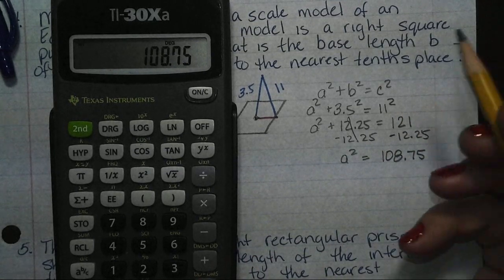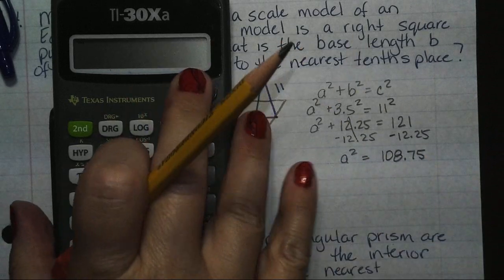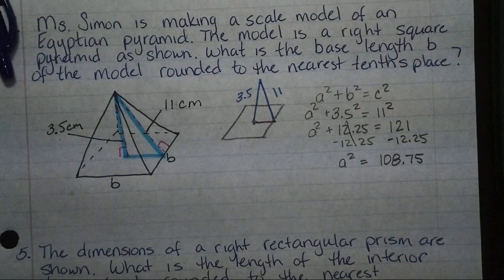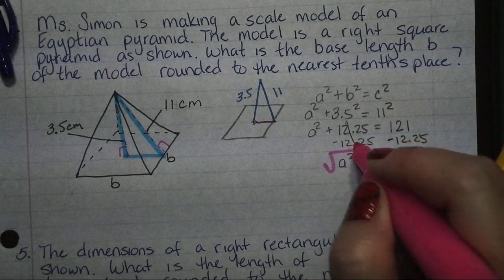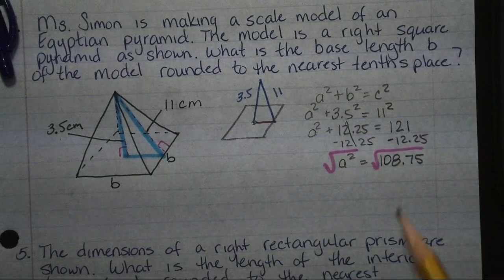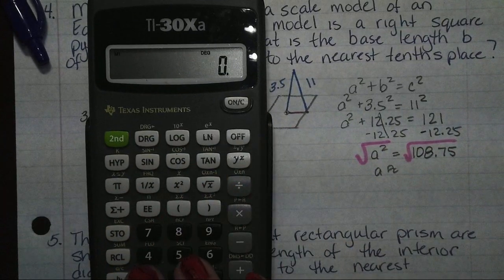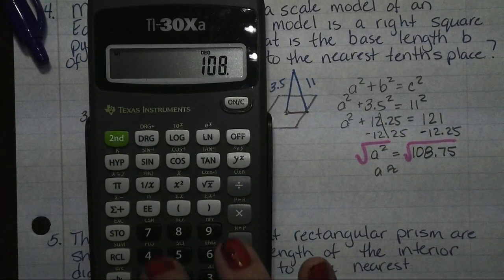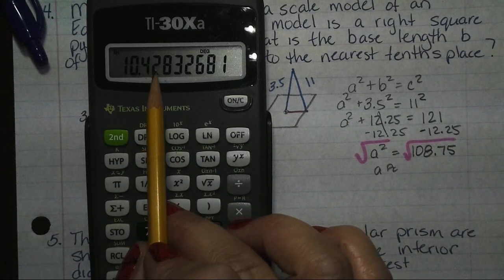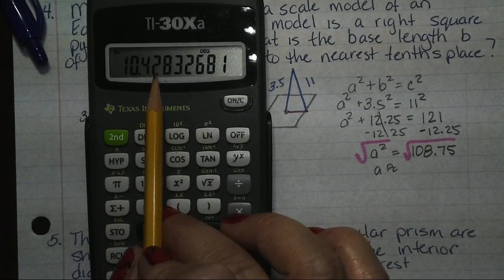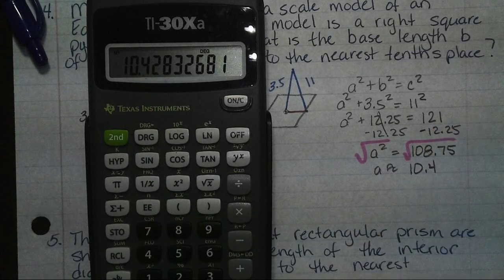All right, so now, remember I said to the nearest tenths place. So now we're going to find the square root. So A is approximately, so if we have 108.75, we find the square root. We're rounding to the tenths place, so the 2 is 4 or less. It tells us to let it rest. So A is approximately 10.4.